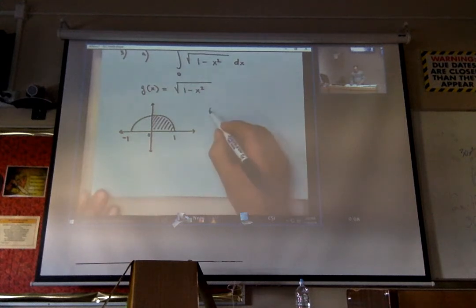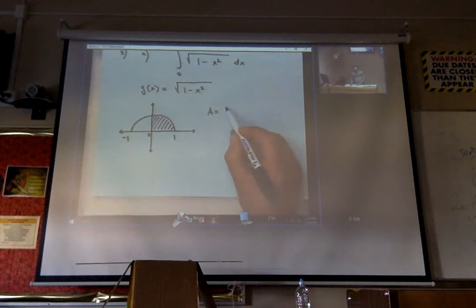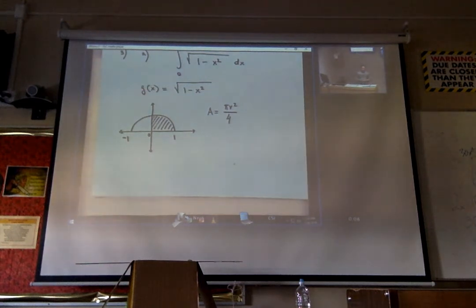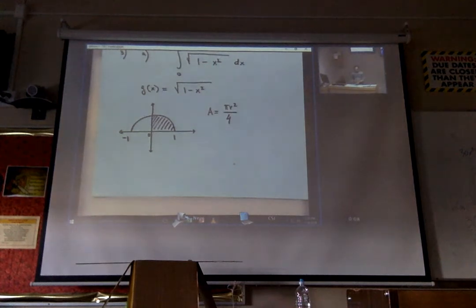The area or the integral will be pi r squared, right? That's the area of the entire circle, and divided by what? 4. Why? Because you're looking for only one part of it, right? Just a quarter of it. So again, do you understand why we're dividing by 4? Yes, no?